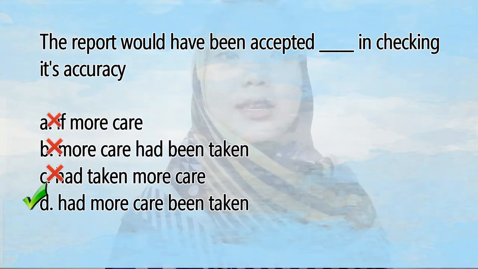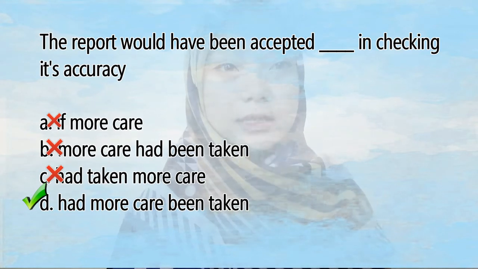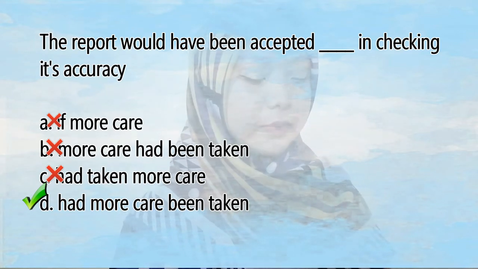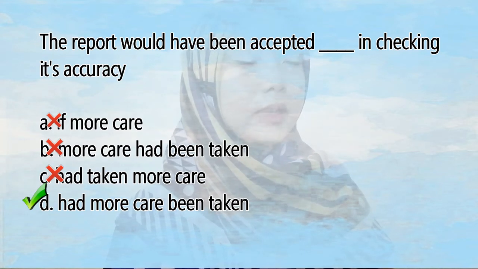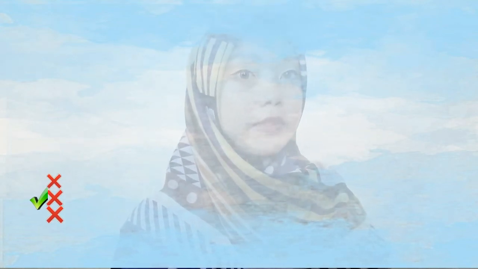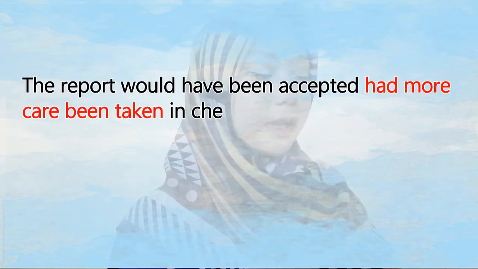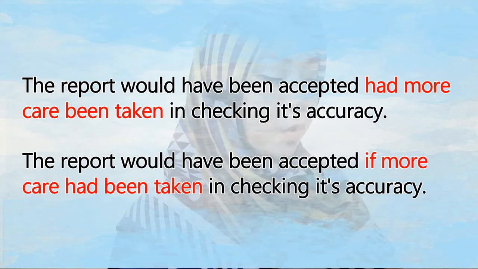The right answer is D, because there is had in the first word and the subject as the second word, and there is a main verb in the third word. So there is an inversion there. The sentence can be like this: the report would have been accepted had more care been taken in checking its accuracy.